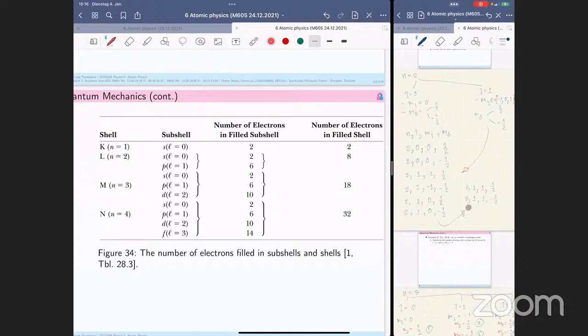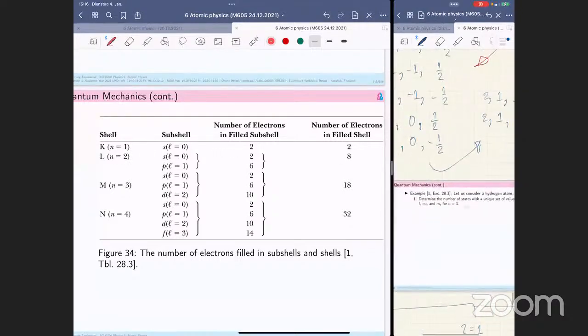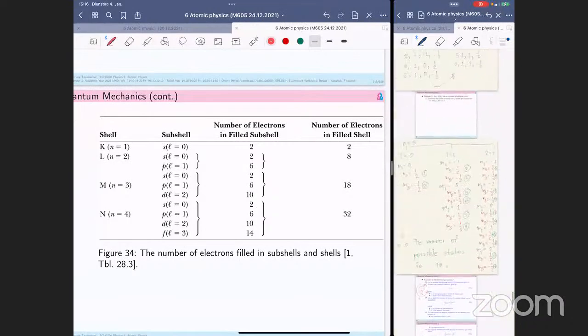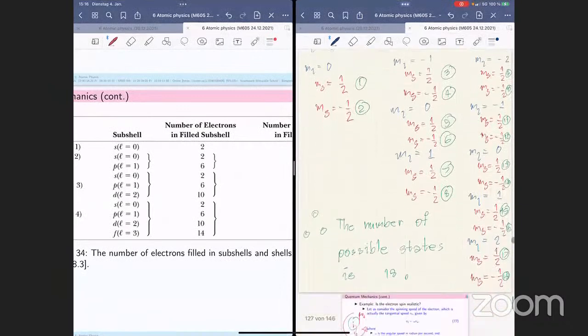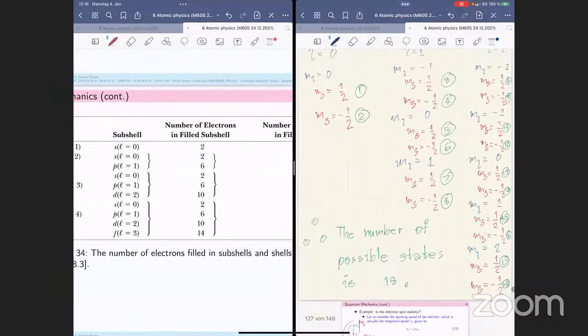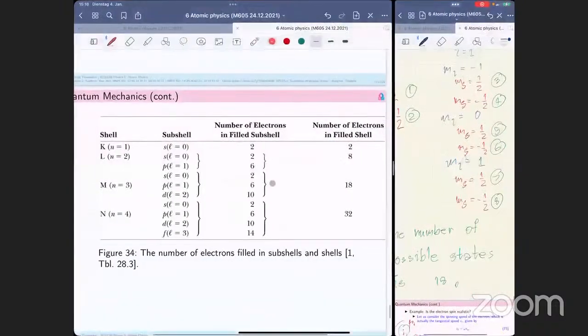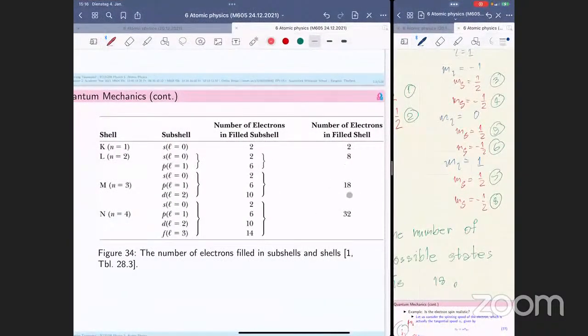Alright, yes. And in the second example, when n is equal to 3, I have already shown that there will be 18 cases like this, and that's why we have all 18 possible cases for the electron to be filled in the shell of the atom, right?